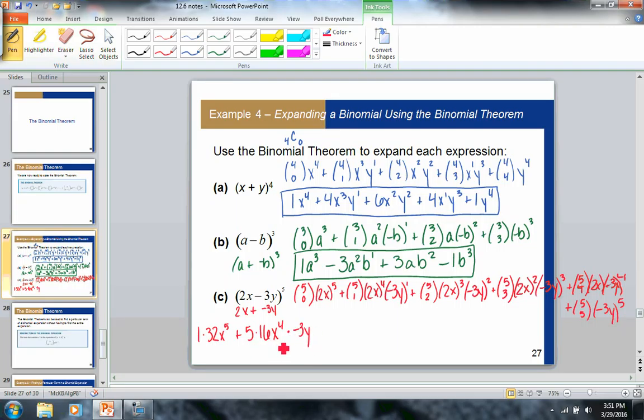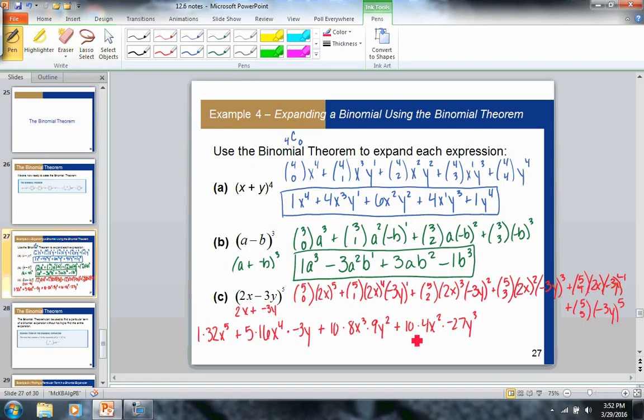So eventually this will be one whole term here. And then 5 combination 2, that's a 10. And then 2 to the third, that's 8, x to the third. And then I've also got negative 3 squared, so that's 9y squared. So again, that's positive now. Okay. So let's see, now I'm on my 5 combination 3. So that's going to be another 10. And then 2 squared is 4, x squared. And then negative 3 to the third, that's a negative 27, y to the third.